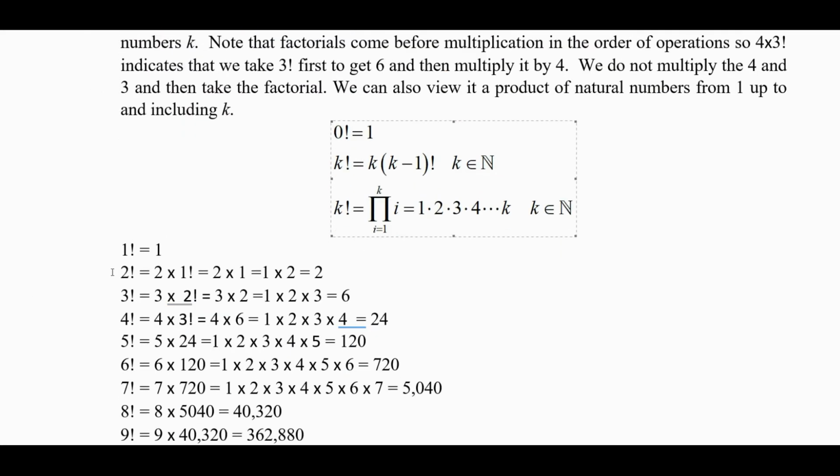So 1 factorial is 1. That was our first term. 2 factorial is 2 times 1 factorial, or 2 times 1, or 1 times 2. That's 2 for our second term. For our third term, we had 3 factorial, which is 3 times 2 factorial, or 3 times 2, which could also be thought of as 1 times 2 times 3. Either way, you get 6. 4 factorial is 4 times 3 factorial, which is 4 times 6, or 1 times 2 times 3 times 4, which is still 24. And so forth. You can see these written out here.